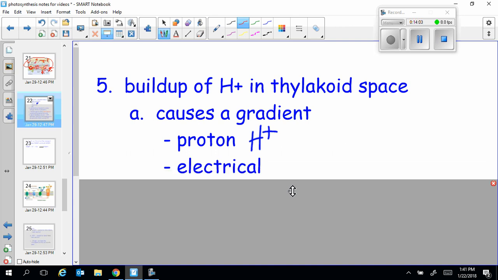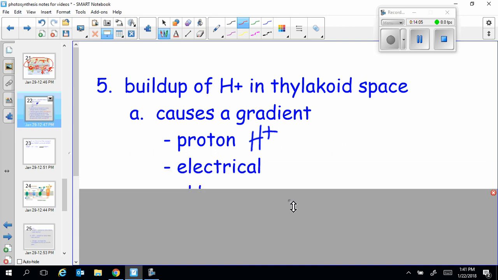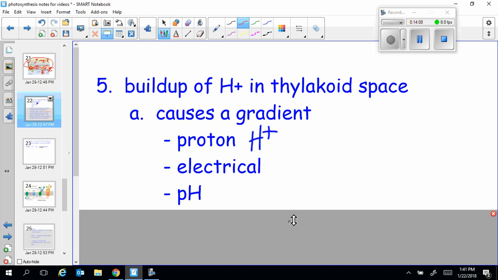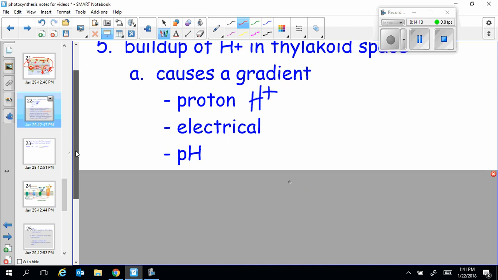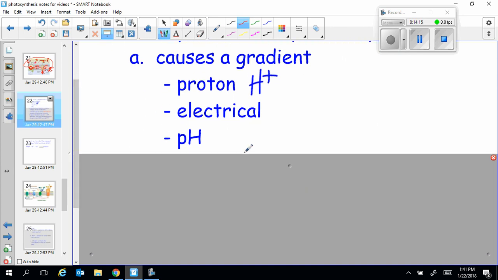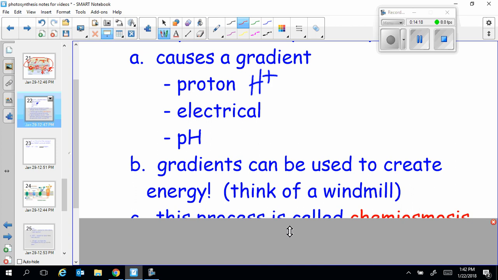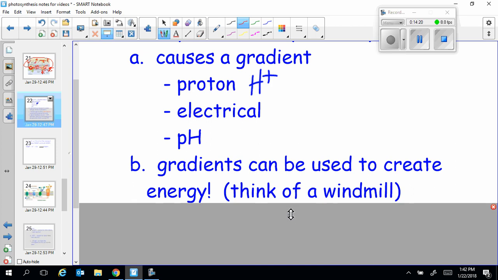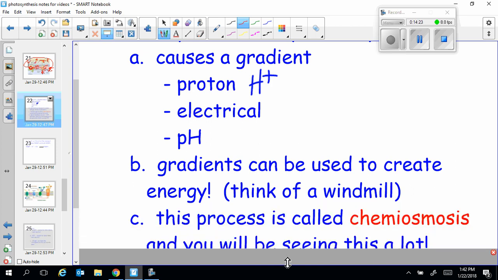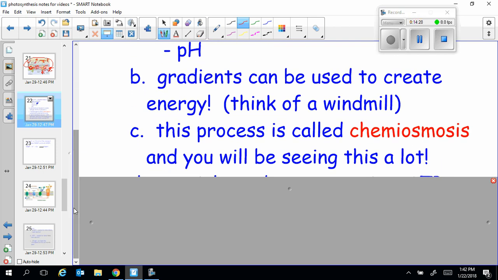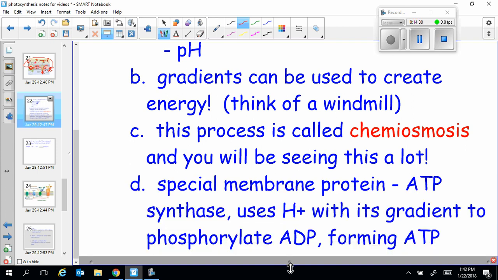You could call it an electrical gradient because it's definitely a difference in charge. It's also a difference in pH because H plus is how you measure pH. So you've definitely built up a gradient, and these words can be used interchangeably to describe that gradient. All right, gradients can be used to create energy. Think of a windmill, a watermill, a dam, and there is a new word in red here, chemiosmosis. Chemiosmosis is utilizing a proton gradient to make ATP. Using a proton gradient to make ATP.